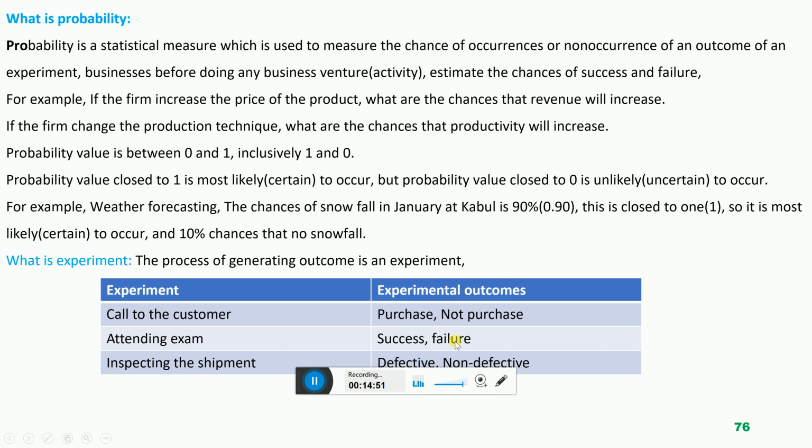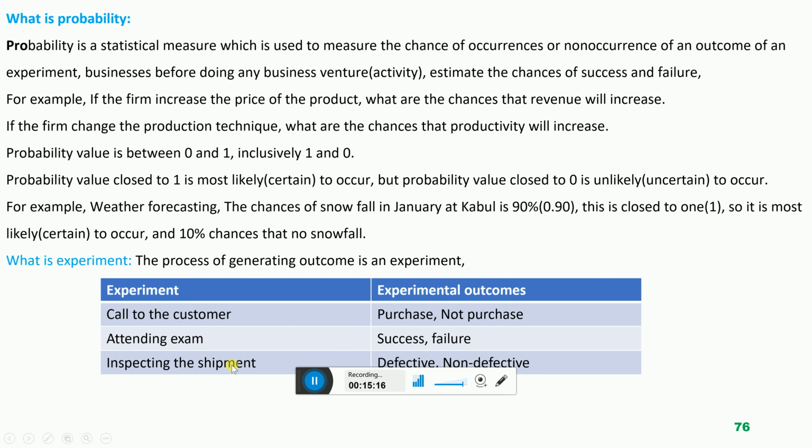So when the student is giving the exam, this is the experiment, and the two outcomes of this experiment are that the student will succeed, meaning he will pass the exam, or he will fail the exam. So these are the two outcomes, and this is the experiment. Any process that generates some outcome is called an experiment.